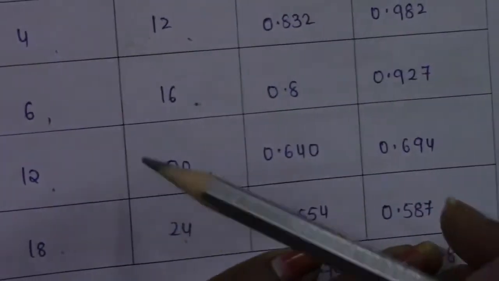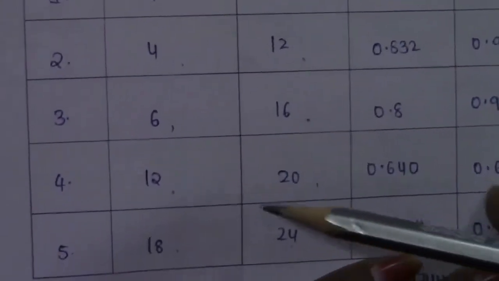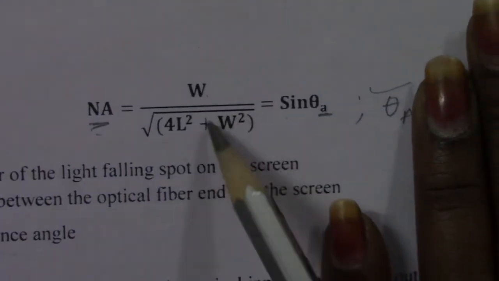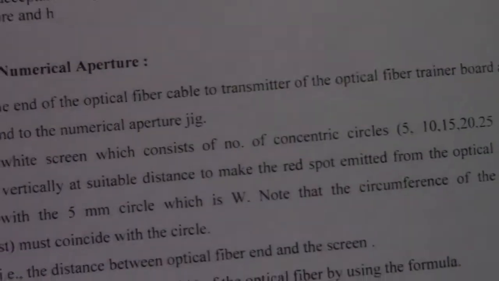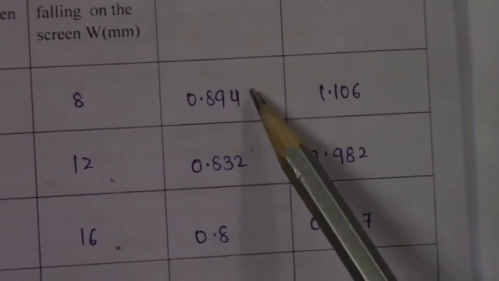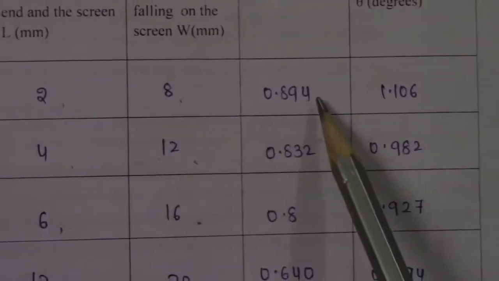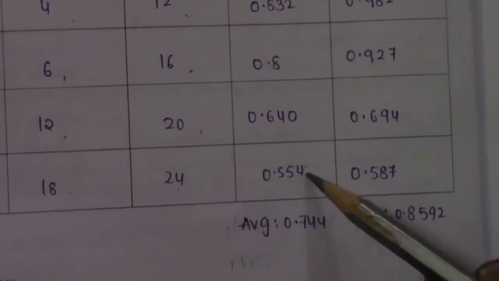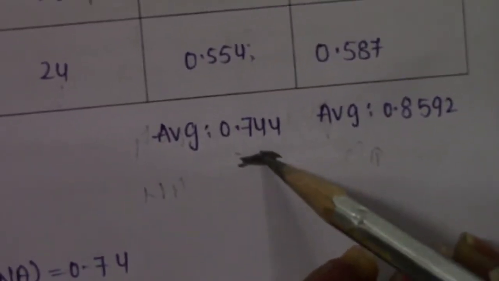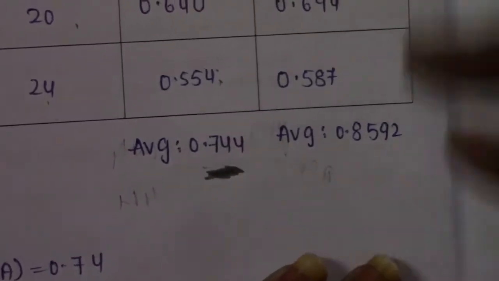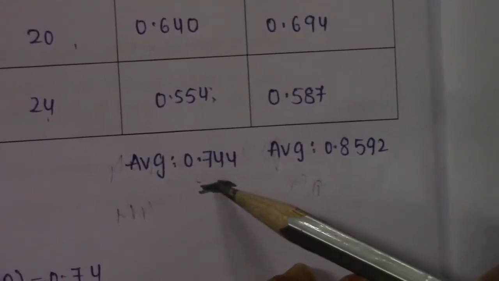Now with this tabular column you have all the L and W readings, and you substitute these values in the formula. This is the formula: NA = W divided by the square root of 4L squared plus W squared. After substituting all those readings, I have already done the calculation and I got the readings like that. For each and every value of L and W, measure NA, and after calculating all 5 NA readings, you need to take the average. So this is my average value of the numerical aperture. I got 0.744. This is the gathering ability of my 1 meter optical fiber for the given light source.